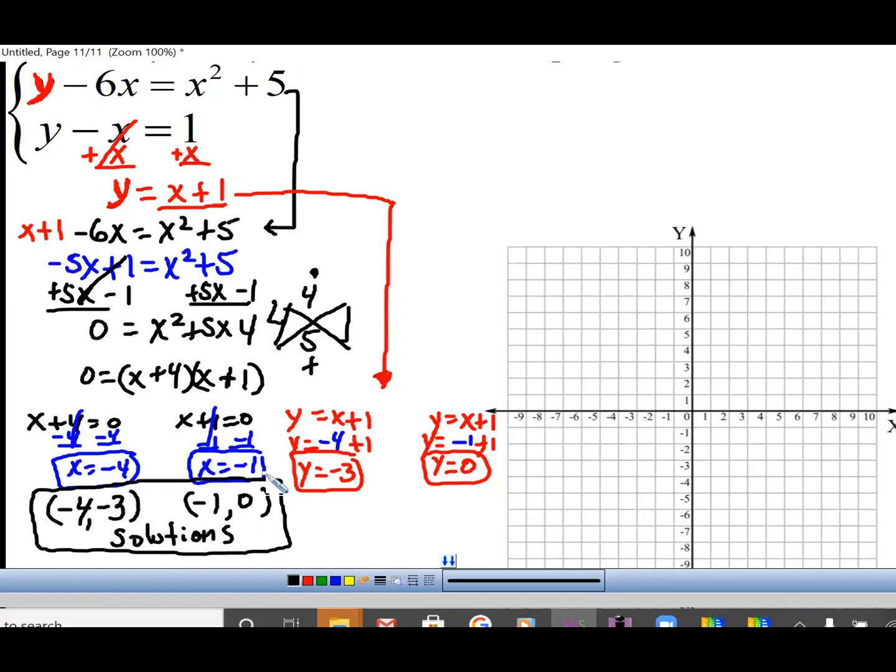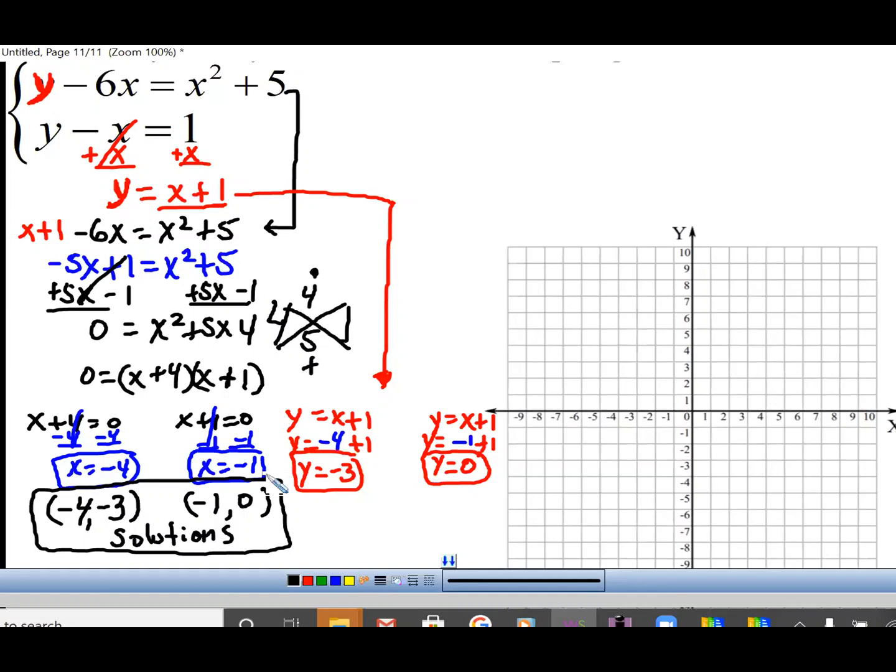Question. If those are my solutions to that system, what does that mean? Think about it. What does that mean? What do those 2 points or those 2 solutions mean? What do you think, Angie? It's where they intersect. It's where the 2 graphs intersect.